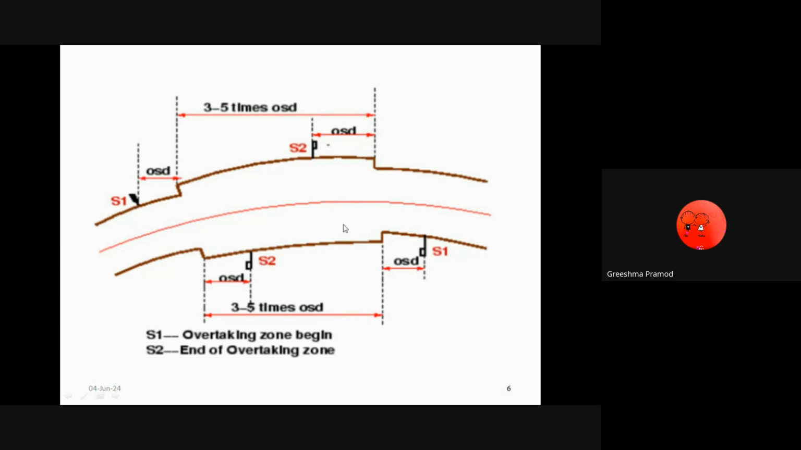And also for the vehicle coming from the opposite direction, you are installing the signpost indicating the beginning of the overtaking zone, and this post indicates the end of the overtaking zone. And this distance indicates the desirable length of the overtaking zone, that is, 3 to 5 times OSD has to be provided there. So when a question is asked on OSD, you need to draw the figure for the overtaking zone also.